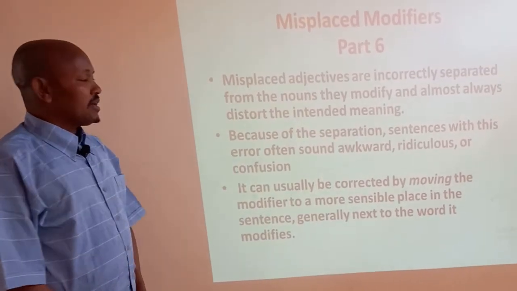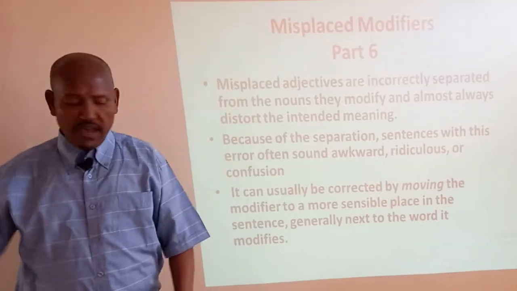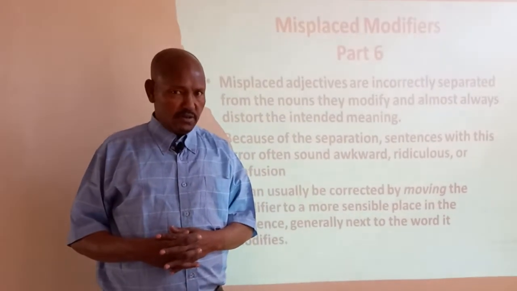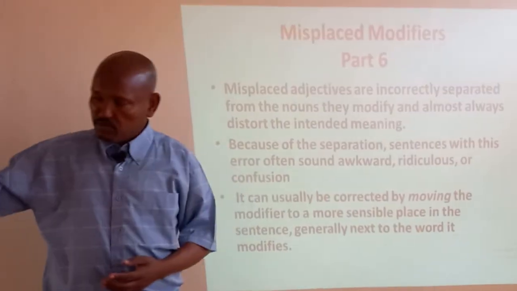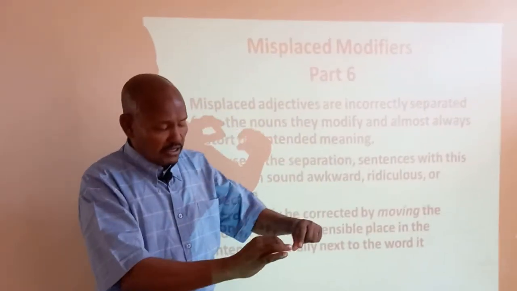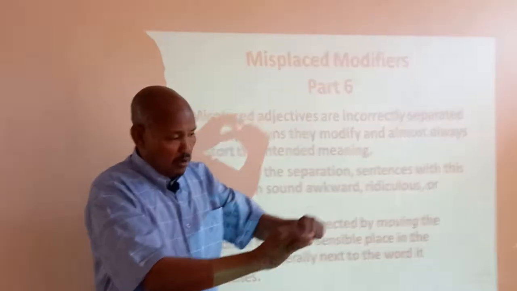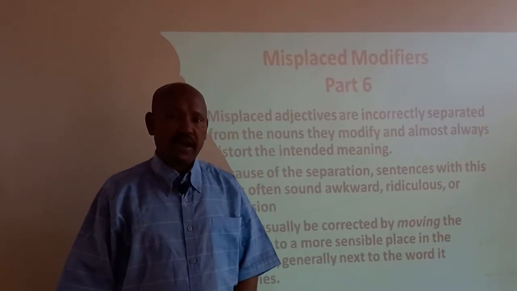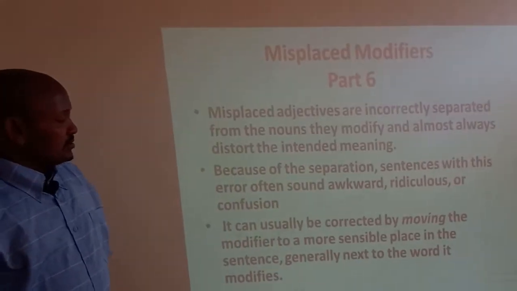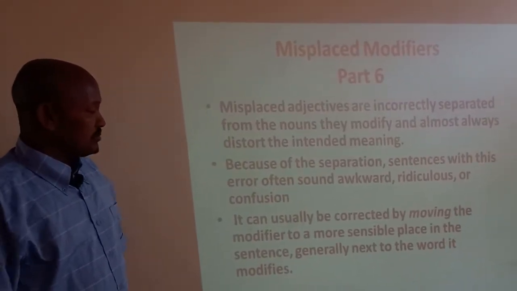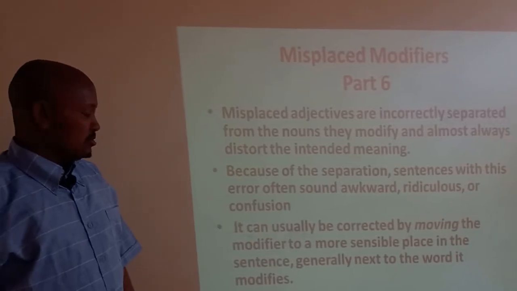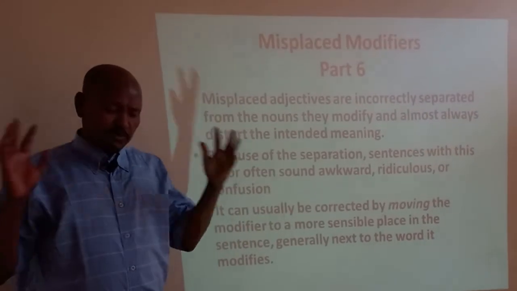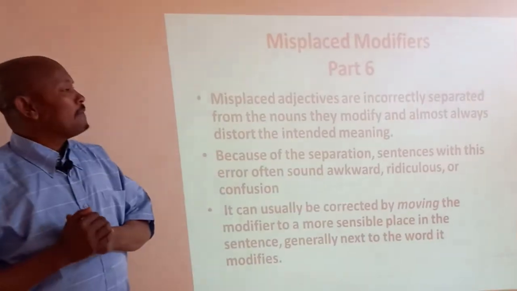It can usually be corrected by moving the modifier to the correct place, so this is a way of correcting a misplaced modifier. We bring that modifier and adjust it in the right place to modify what it wants to modify. So we move the modifier to a more sensible place in the sentence, next to the word it modifies, as I said.